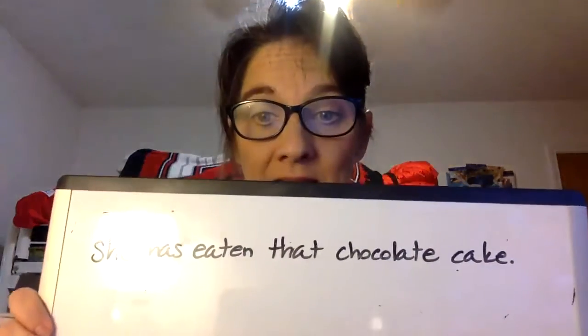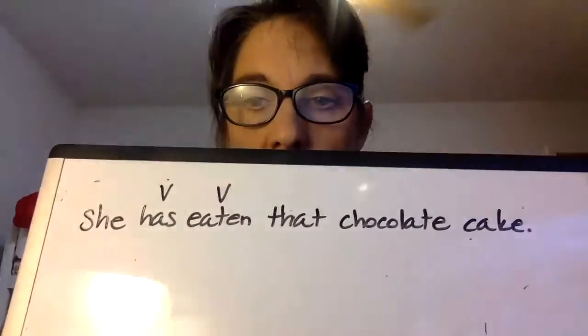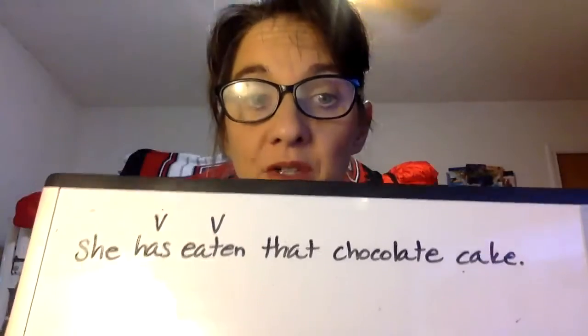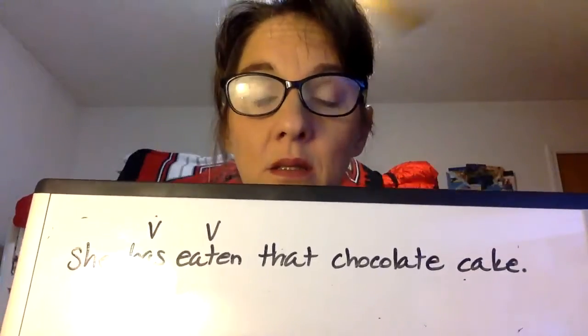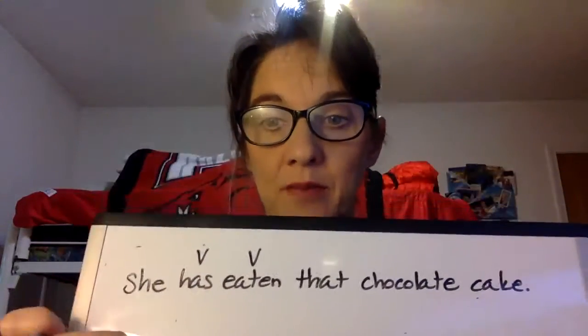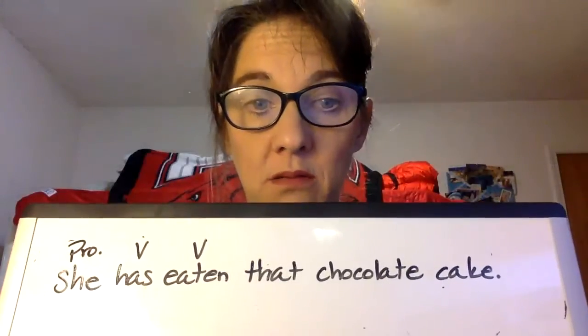So has eaten is our verb, okay? Even though one is a helping verb, that's okay. They're still both verbs. So I'm going to put a V over that, okay? She. Yes, she is the subject of our sentence, but subject is not a part of speech. So it's either a noun or a pronoun. She is on the pronoun list that you guys had to memorize, so that's a pronoun. Okay. Any other nouns in the sentence? Cake is a noun. Okay.